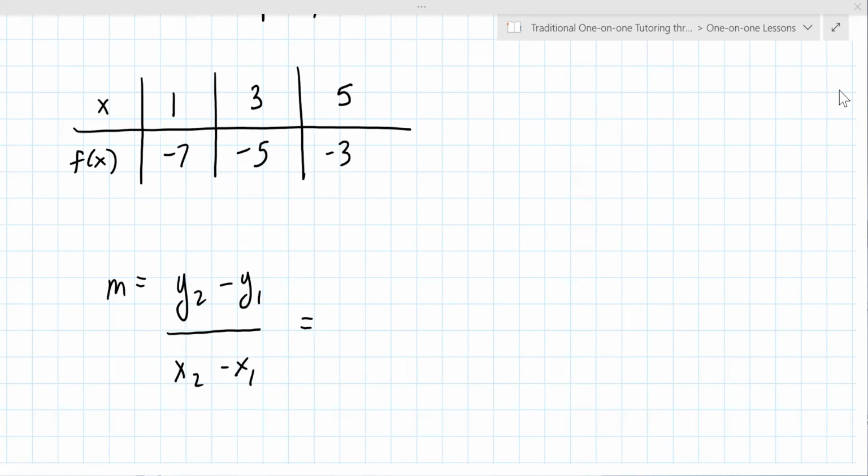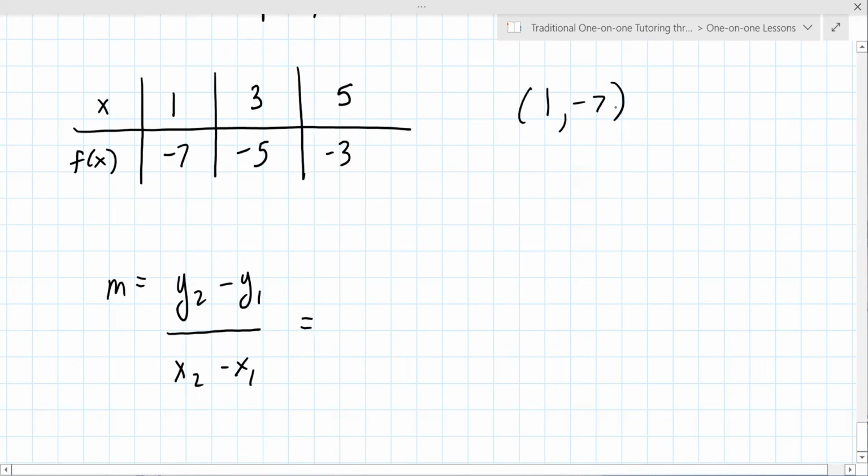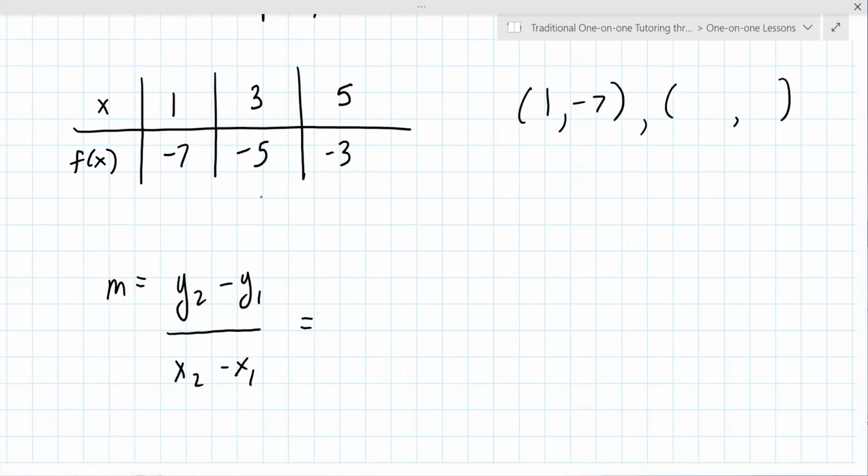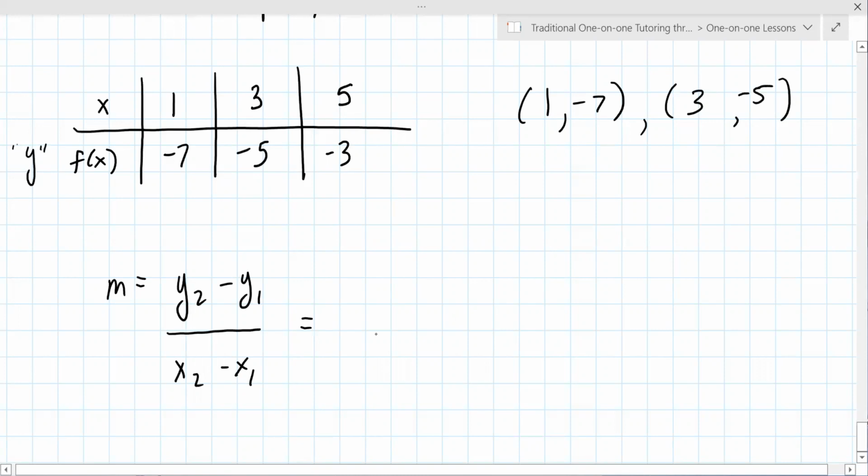Okay, so now for that right there, y2 is -5. The final number. All right, time is up. Okay, let's write the ordered pair. 1, -7, and based on that, what's another ordered pair? Give me an ordered pair for -5, -3. The order matters. Which comes first, x or f of x? X. So what is the x value? 3. What is the y value? -5. Good. So now you have your ordered pairs. Go ahead and calculate the slope.